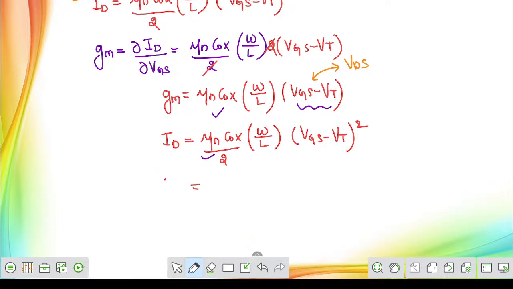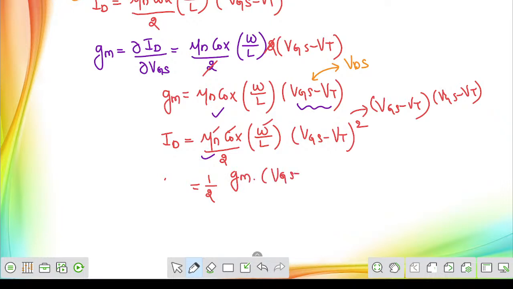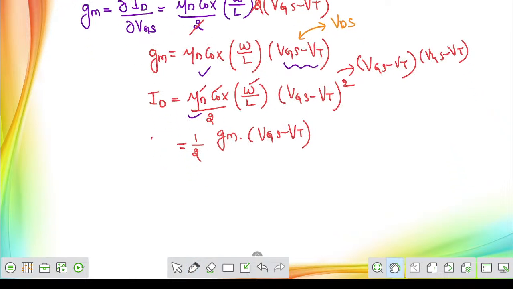See, this expression can be rewritten as 1 by 2 into mu n C ox W by L into (VGS minus VT) whole square. Break this square into 2 factors, so we can write it as (VGS minus VT) into (VGS minus VT). Can I write like this? If you write it like that, with one factor of VGS minus VT, I can directly substitute transconductance into VGS minus VT. Can I write like this, sir? Yeah, we can write. Nothing is wrong in this.